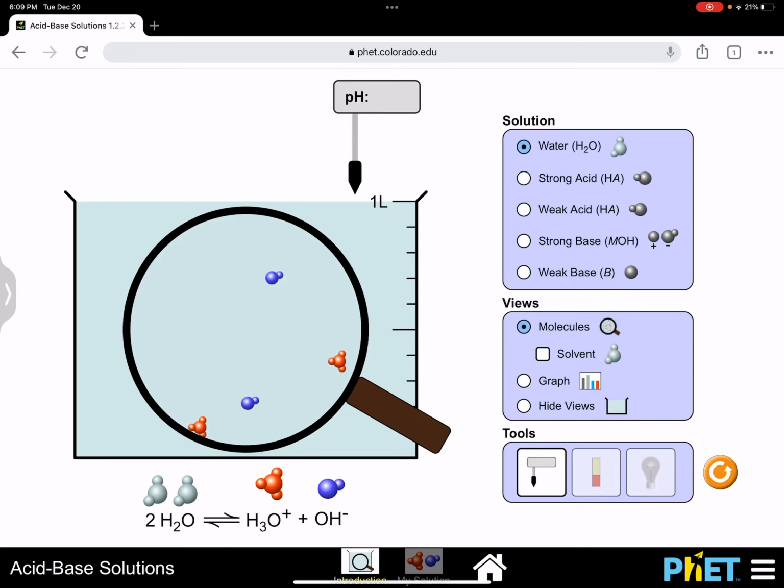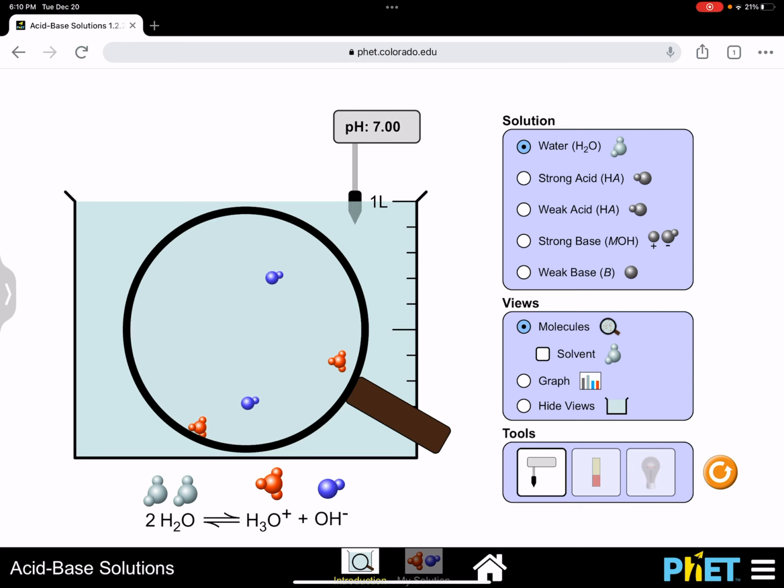This simulation shows you what happens when you just have water molecules, and then it shows you what happens when you have a strong acid versus a weak acid. I'm going to leave the strong base and the weak base to you. I'll leave the link underneath, and you can click the link and try to see what happens with those.